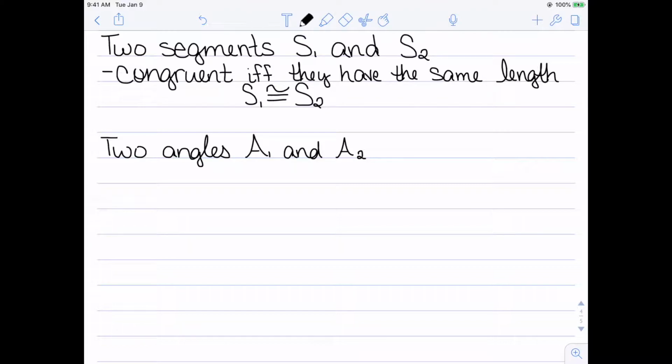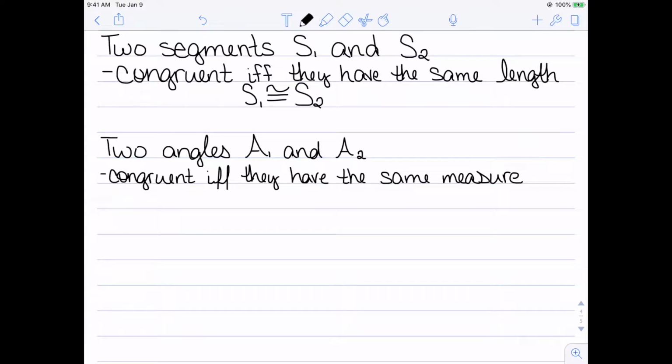Next, we're going to consider 2 angles. So let's suppose we have 2 angles, angle 1 and angle 2, A1 and A2. And we say 2 angles are congruent if and only if they have the same measure. And we denote it the same way we denoted congruency for segments, with this little symbol that looks like an equal sign with a squiggle on top of it. Now that we have congruency for segments and for angles, let's talk about congruent triangles.